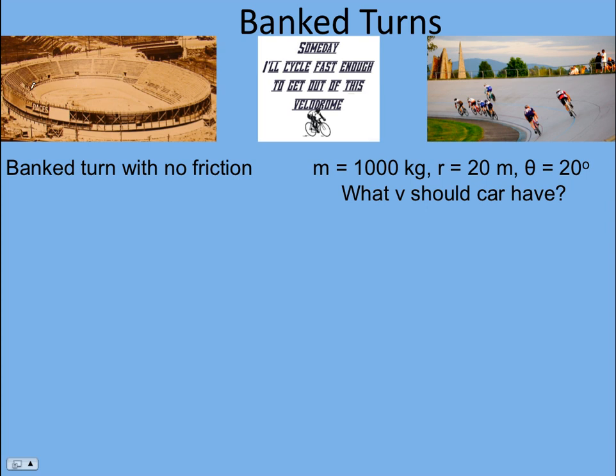Here's a velodrome, which is where they race bicycles. And here you can see the racetrack is tilted for that purpose. Here's a close-up showing some bicyclists on this obviously banked turn.